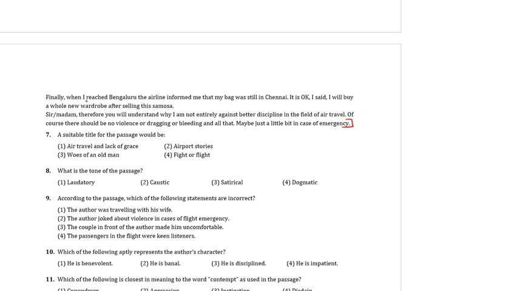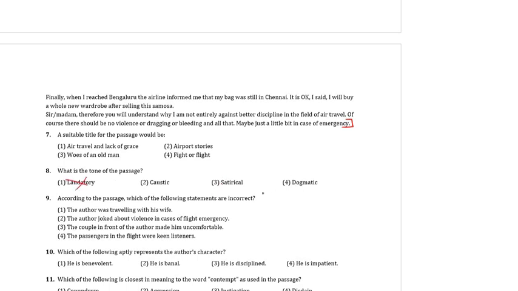For instance, just look at the second question. It directly asks me for the tone of the passage. What is the tone? Now here you need to know the meaning of these words. Laudatory means lauding someone or complimenting someone, which is not the case. When you read it, you'll realize it's very sarcastic. Satirical is when you are making fun of something but in a very light, humorous way. So it could be appropriate, but I would have to look at the other options.